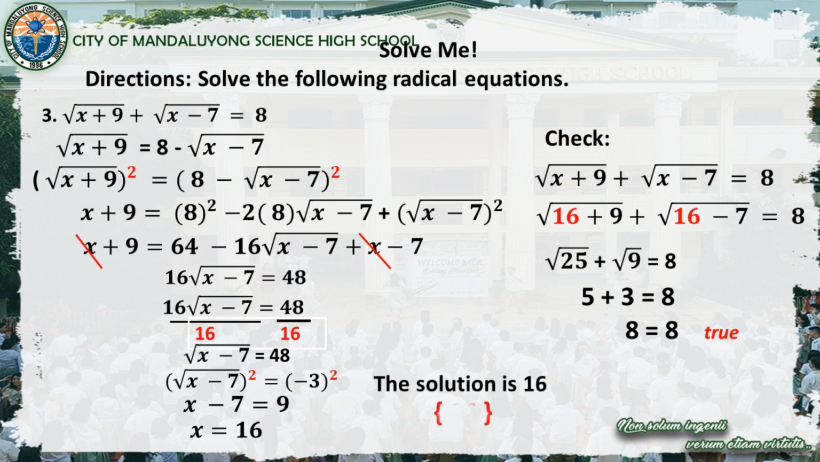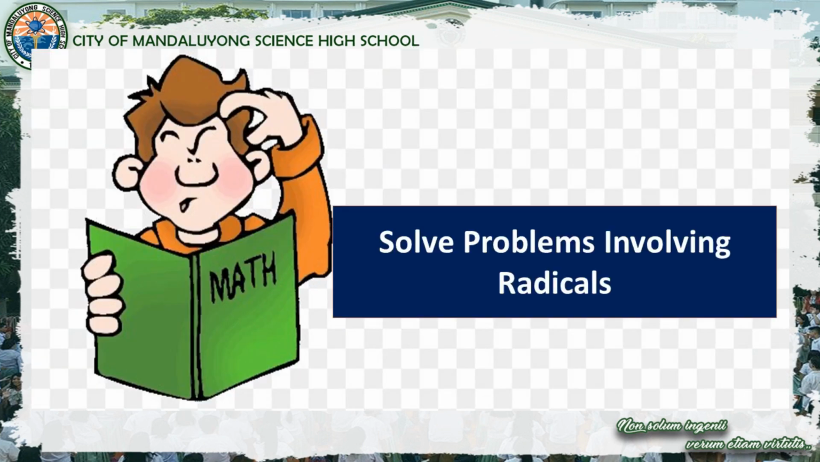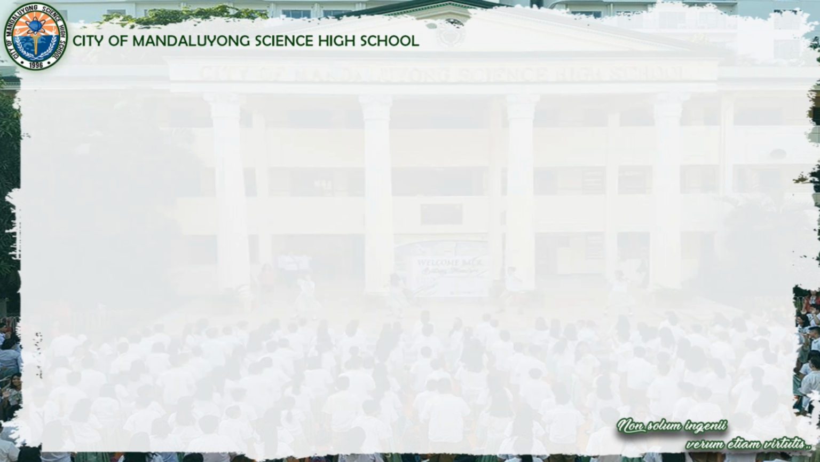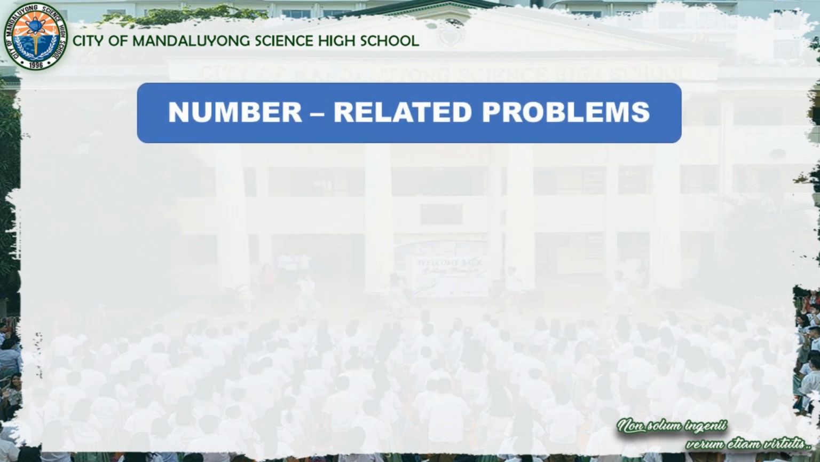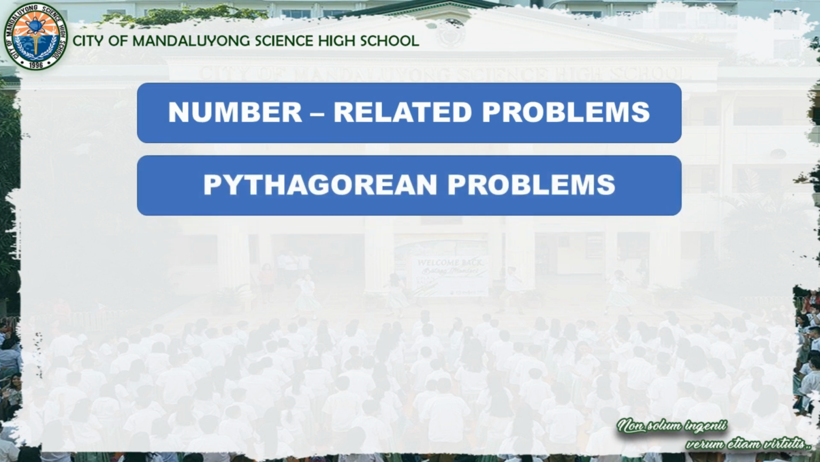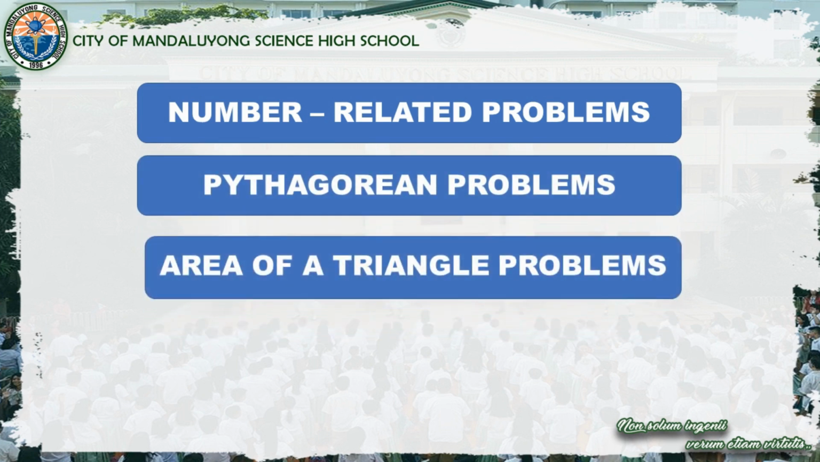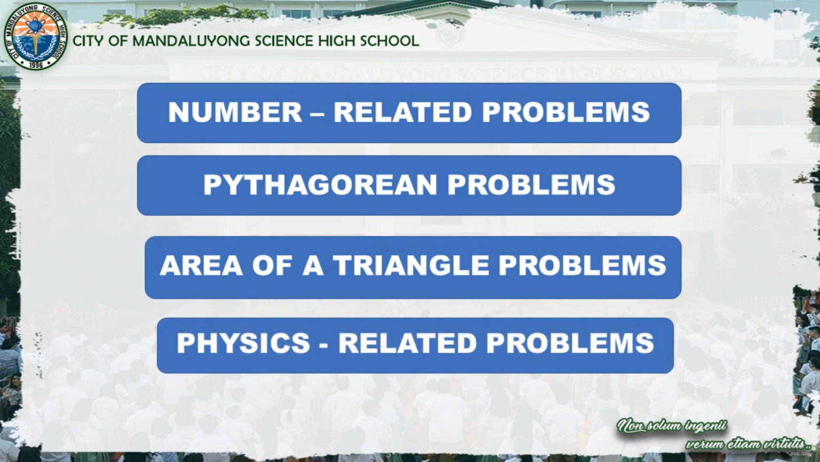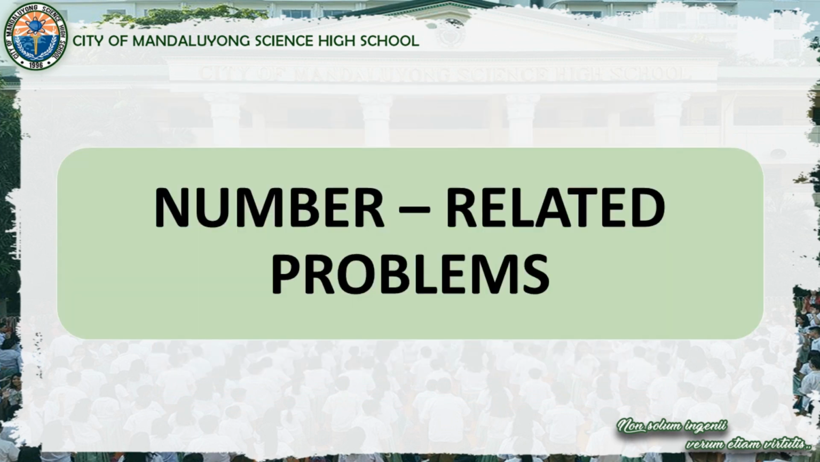Okay, at this time, let's try to solve problems involving radicals. We all know that many real-life problems can be solved by means of radical equations. To name a few: number-related problems, Pythagorean-related problems, area of a triangle problems, and physics-related problems. Let's begin with number-related problems.